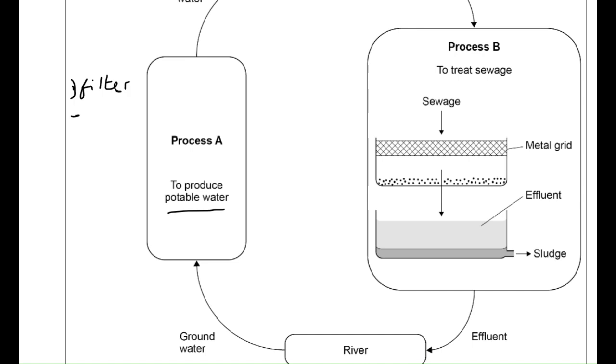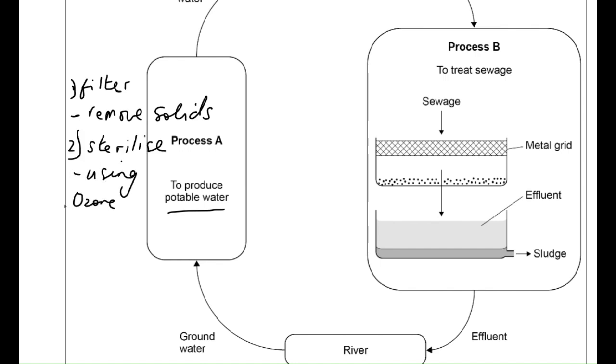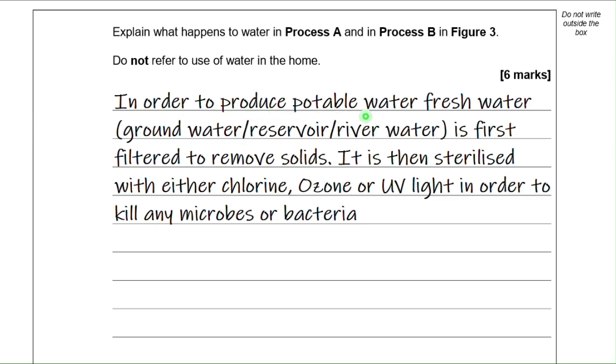So let's look at process A. In process A, what we might call fresh water, which is groundwater, reservoirs, rivers, is filtered to remove any solids, and then it's sterilised with something like chlorine or ozone or UV light, which will kill any microbes or bacteria. Well, let's get that down on our response page. In order to produce potable water, fresh water, groundwater, reservoir, river water is first filtered to remove solids. It is then sterilised with either chlorine, ozone or UV light in order to kill any microbes or bacteria.